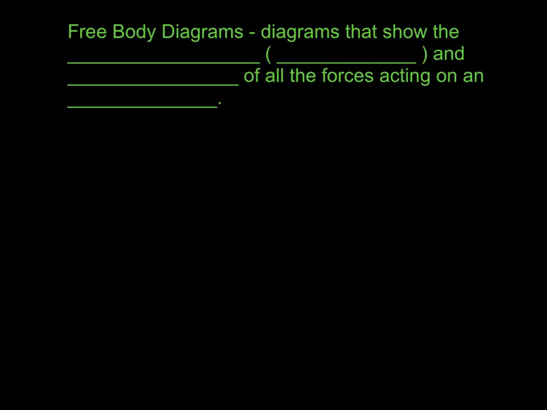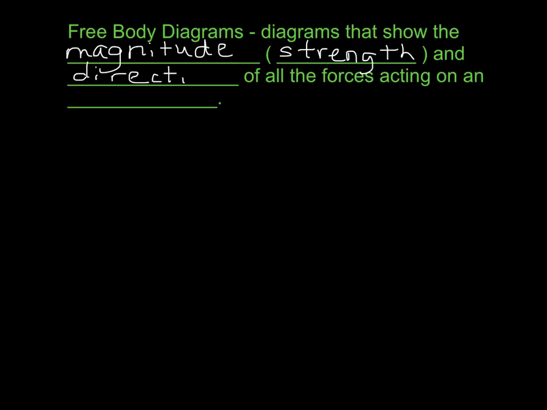All right, now let's learn how to draw some free body diagrams or review what you learned in the computer lab the other day about how to draw free body diagrams. A free body diagram is a diagram or a picture that shows the magnitude, in other words, the strength. Magnitude is the same thing as saying strength. And direction of all of the forces acting on an object.